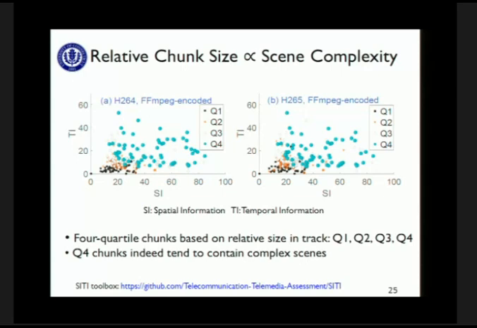So chunk size can be used as a metric which is known, so it's very easy to implement in your client, which is basically your iPhones, because you will know what the chunk size is from the metafile. And consistently, depending on whether you do it in H264 or 265, the Q4 seems to be a measure of the complexity. So you can actually use the chunk size as a measure of the complexity of the scene. So can we use that information?